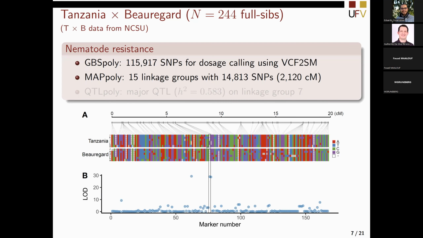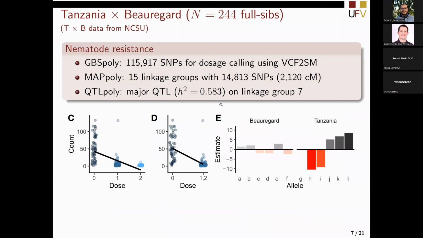So by using that genetic map again and the methodology we have developed for QTL mapping, we were able to discover that there is a major QTL on chromosome 7 controlling the variation for nematode resistance, right? This is for Meloidogyne incognita. And that 2 haplotypes were the ones responsible for decreasing the number of root counts, root knot counts, right?